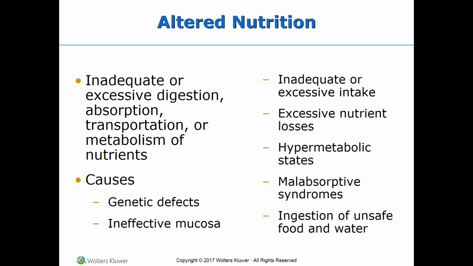Some people are born with a genetic defect that prevents them from having some enzymes, and then the person won't be able to absorb certain nutrients. Also, the person might be exposed to unsanitary food or water, and in this case, this will cause an inflammation of the digestive tract that prevents the absorption of nutrients.